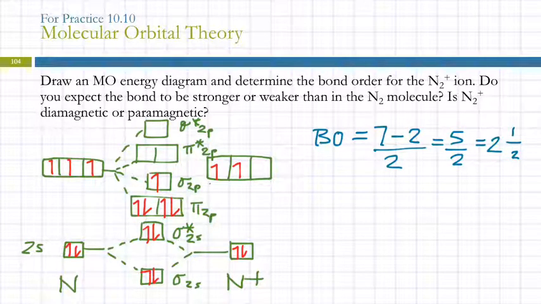The bond order for nitrogen, if you don't remember, was 3. Is this stronger or weaker? Weaker. Because the bond order is less. 2.5 instead of 3. Weaker. Is this diamagnetic or paramagnetic? Paramagnetic, because we have an unpaired electron.